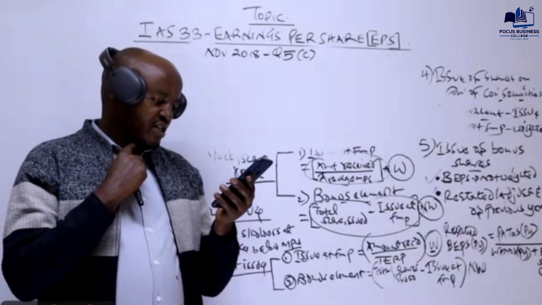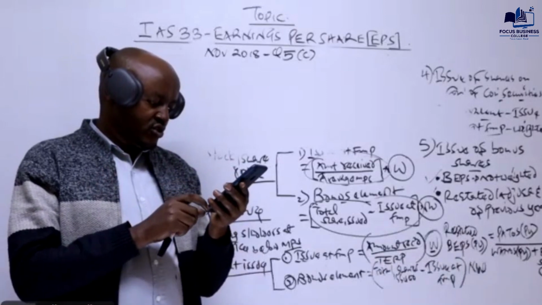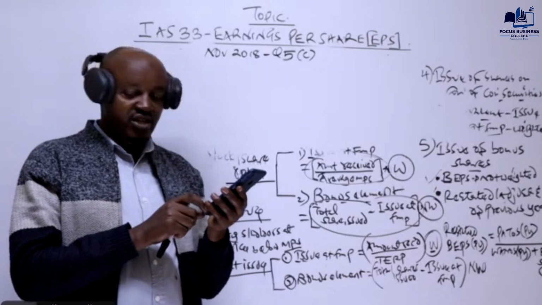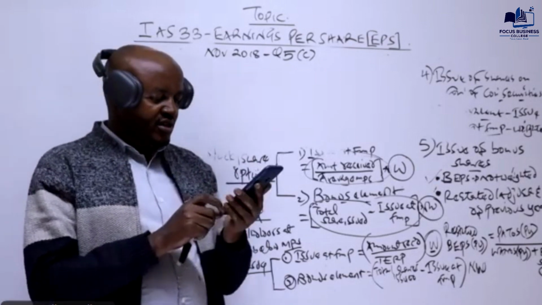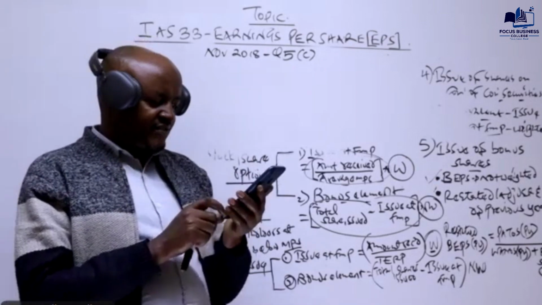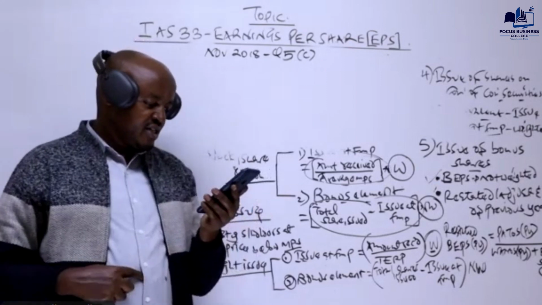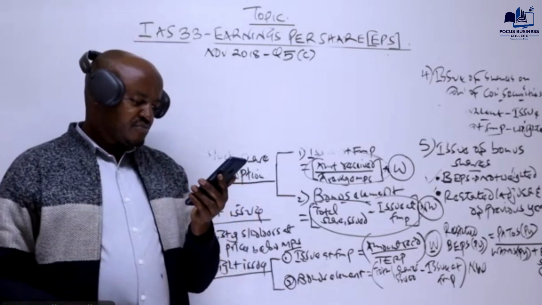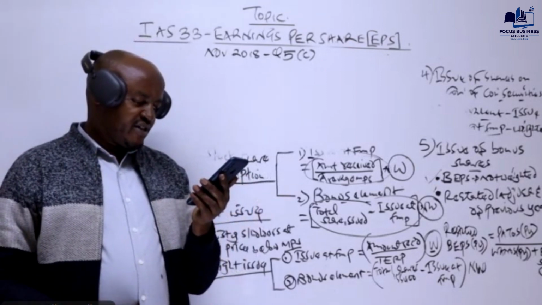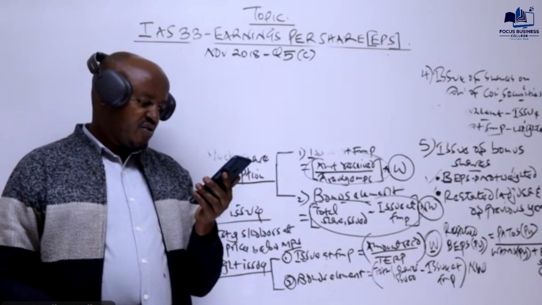Number three, we are told on 30th of June 2018, a bonus issue was completed by capitalizing shillings 135 million of the retained earnings. Finally, you are told on 31st of July 2018, the preference dividends for the year and the equity dividends of shillings 23 million were paid.